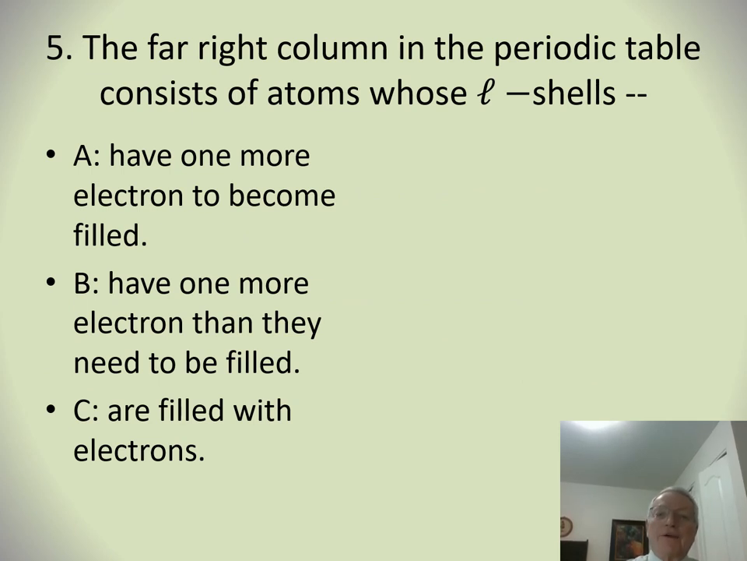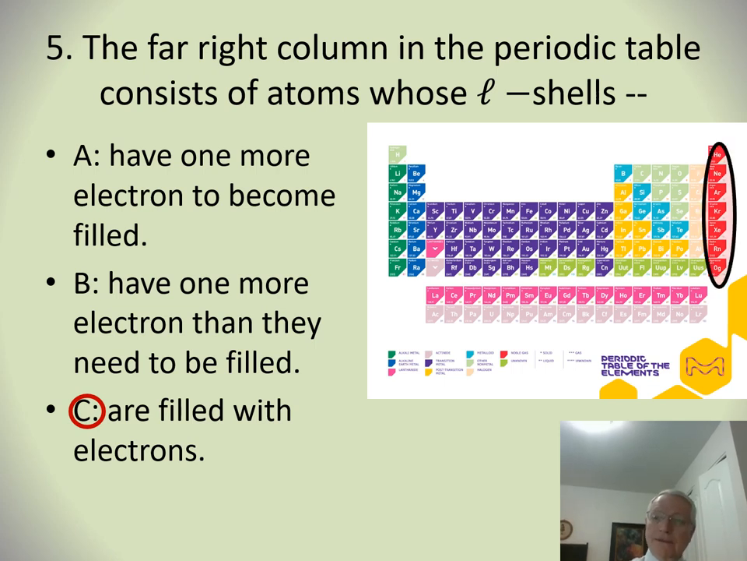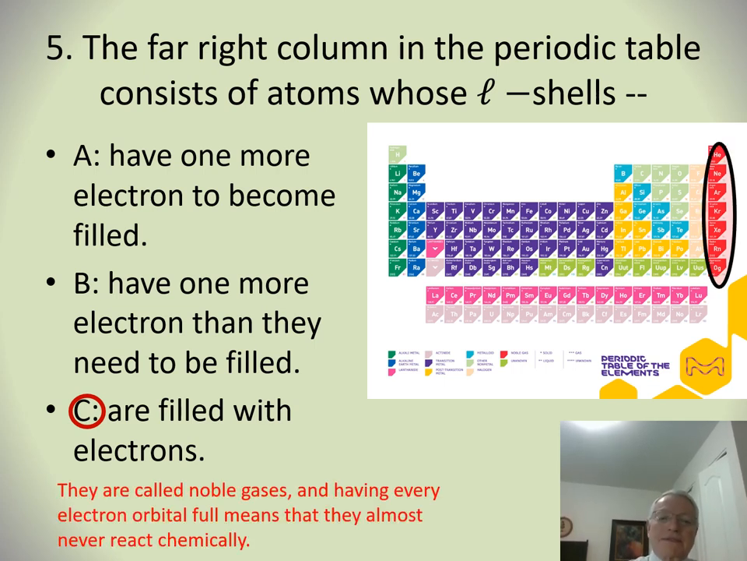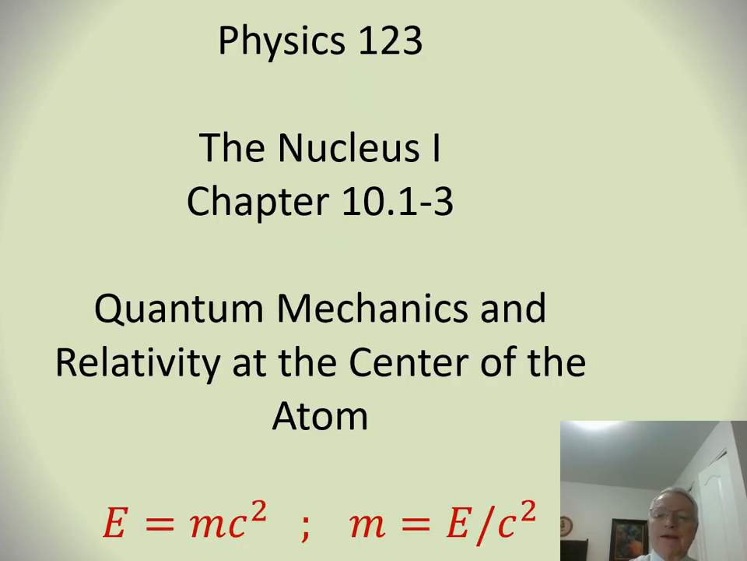Number five, the far right column in the periodic table consists of atoms whose L shells, what? And you probably read about this or remember from chemistry. Those are elements whose L shells are completely filled with electrons, spin up, spin down, they're happy, they like it, and they're called the noble gases. Having every electron orbital full means that they don't want electrons, they don't need electrons, and so they almost don't react chemically at all.